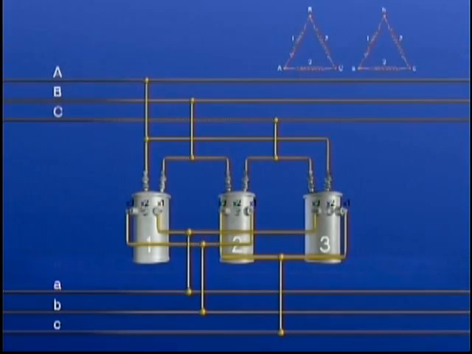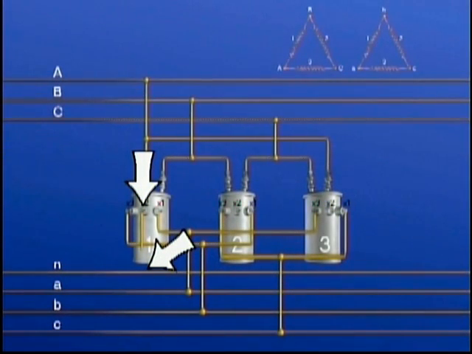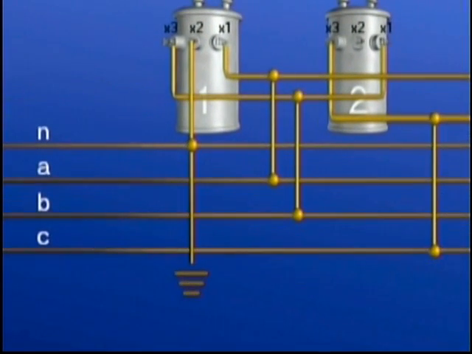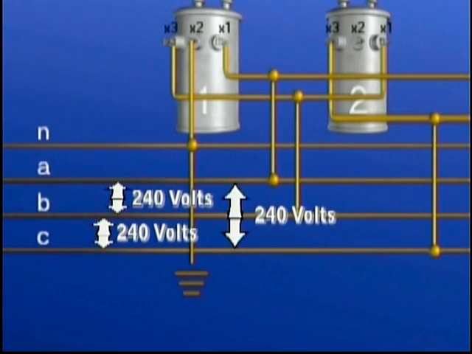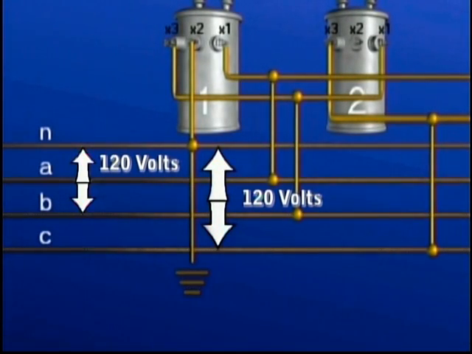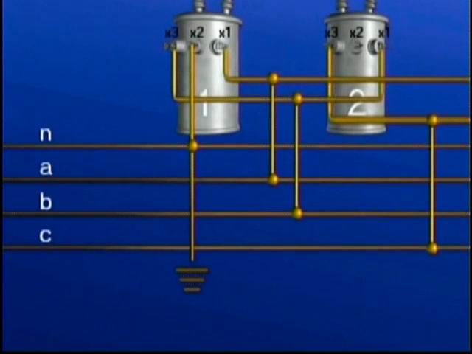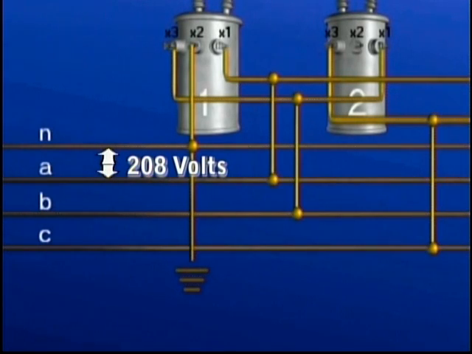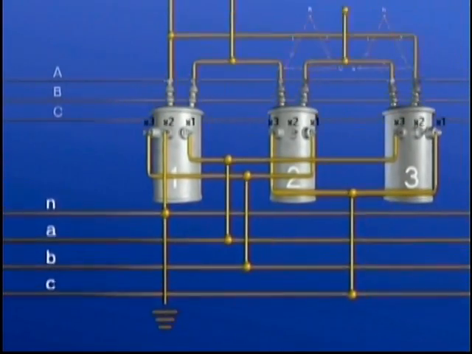On our illustration, we'll add a grounded neutral and connect the X2 bushing of transformer number 1 to the grounded neutral. In this arrangement, when the bank is energized, connections between any two of the secondary lines will provide 240 volts to a secondary load. At the same time, connections between secondary line B and neutral, or between the neutral and secondary line C, will provide 120 volts. However, a connection between secondary line A and neutral provides 208 volts. This is called a power leg or a wild leg.